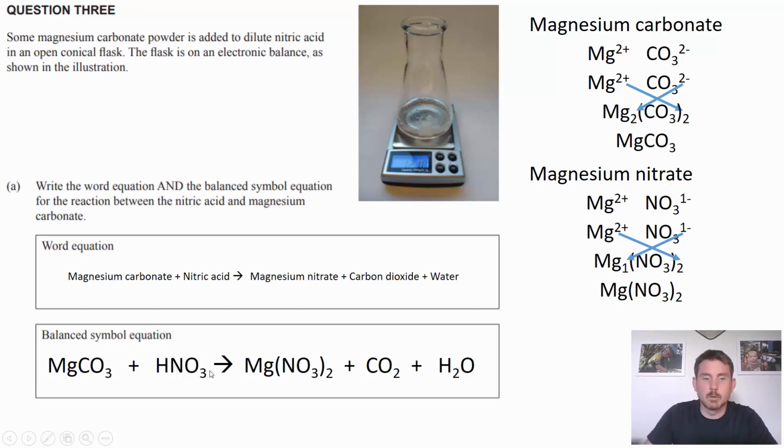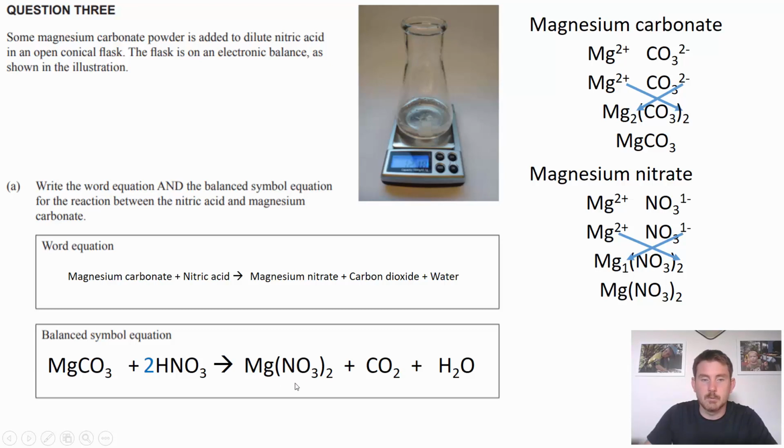So we're going to need to add some more oxygen to the left-hand side. We probably don't want to be adding any more magnesium or carbon, as we've already seen they're balanced, and so we're going to add another nitric acid, and then we can just check that that is balanced because we've now got 2 hydrogens on the left, and we've got 2 hydrogens on the right. We've got 2 nitrates on the left and we've got 2 nitrates on the right.